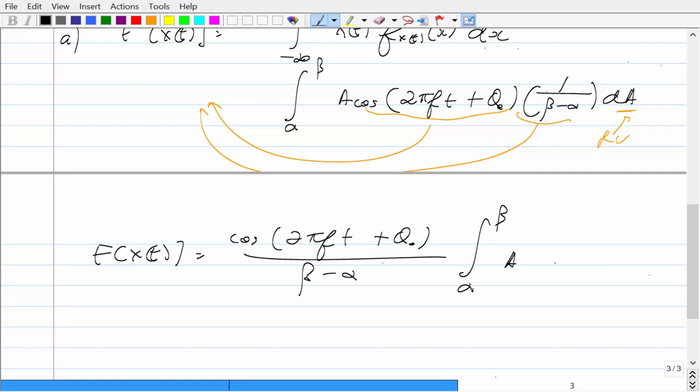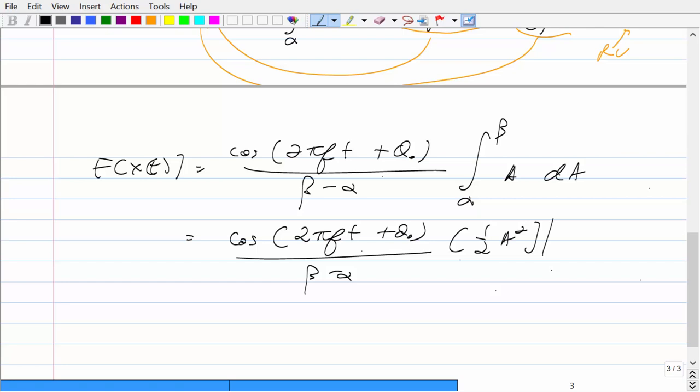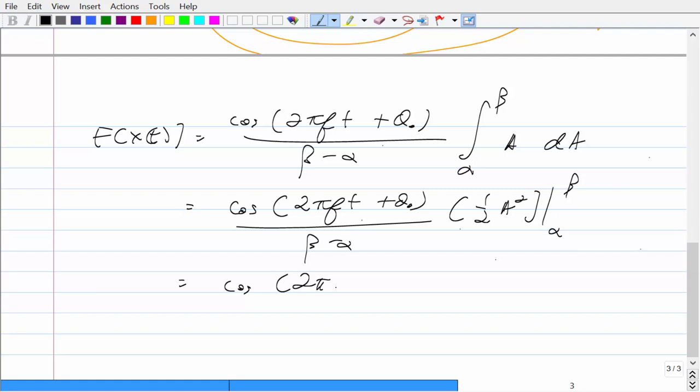If you don't know what the integral of this is, shame on you, but we can certainly go ahead and do this. The integral of x is a half x squared. In this case, the integral of A will be a half A squared, bound between the two limits, alpha and beta. So, cosine 2 pi ft plus theta 0, and we're going to have a 2 here because of this factor of a half, which comes over here. And then finally, we have beta squared minus alpha squared.